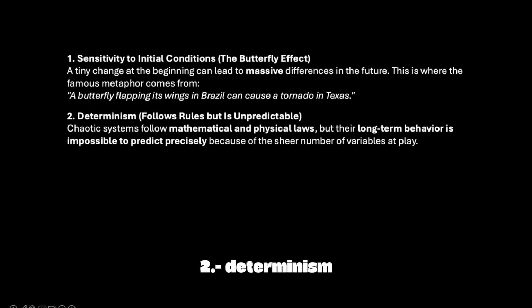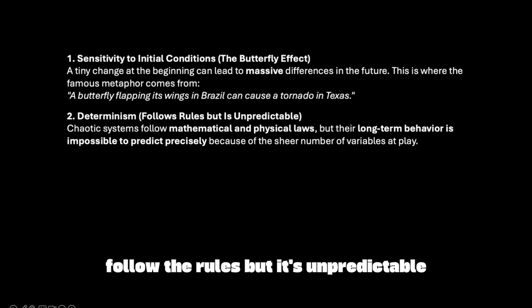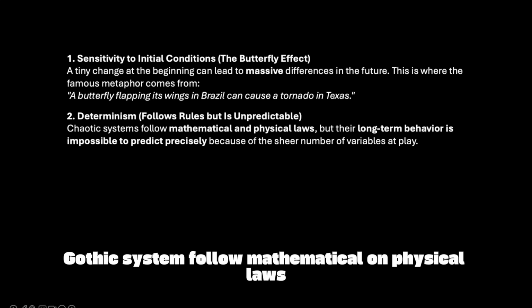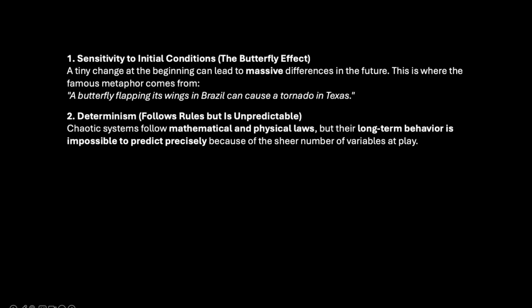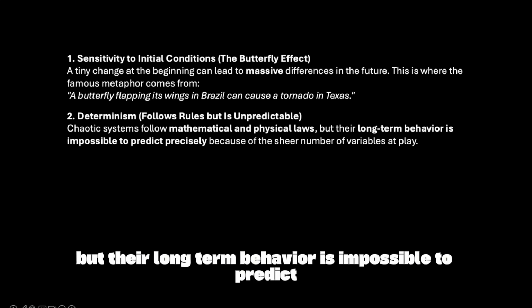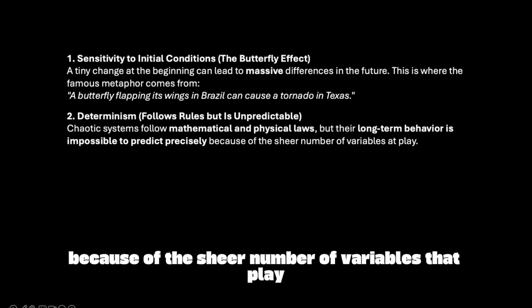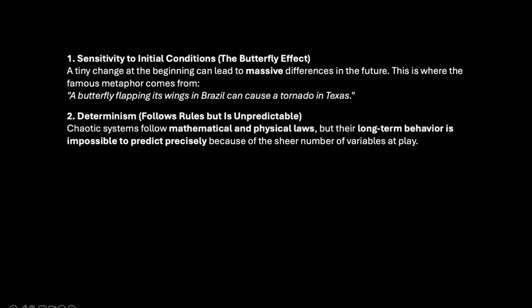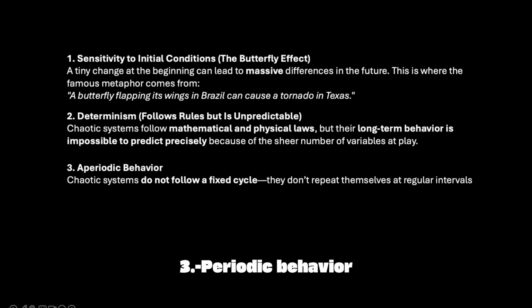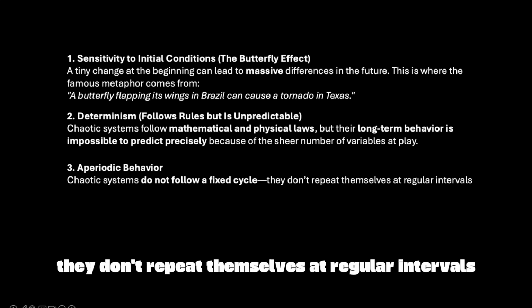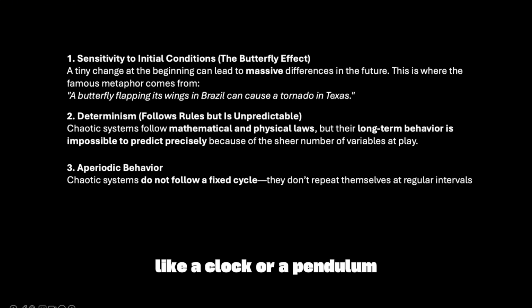The second one is determinism. Follow the rules, but it's unpredictable. Chaotic systems follow mathematical and physical laws, but their long-term behavior is impossible to predict precisely because of the sheer number of variables at play. The third one is aperiodic behavior. Chaotic systems do not follow a fixed cycle. They don't repeat themselves at regular intervals like a clock or a pendulum.